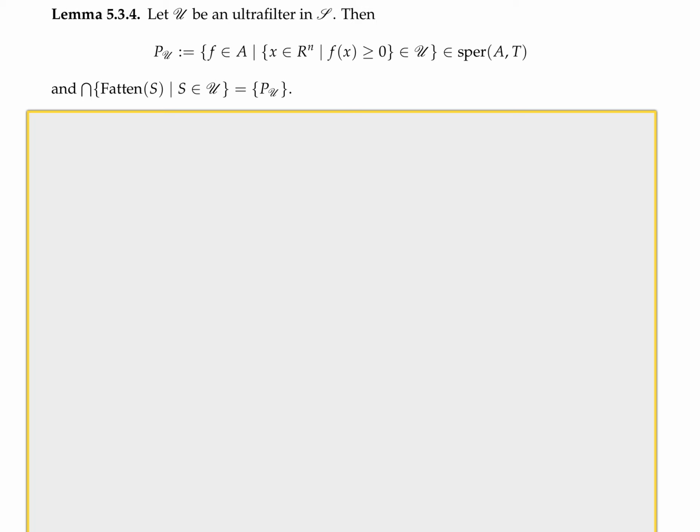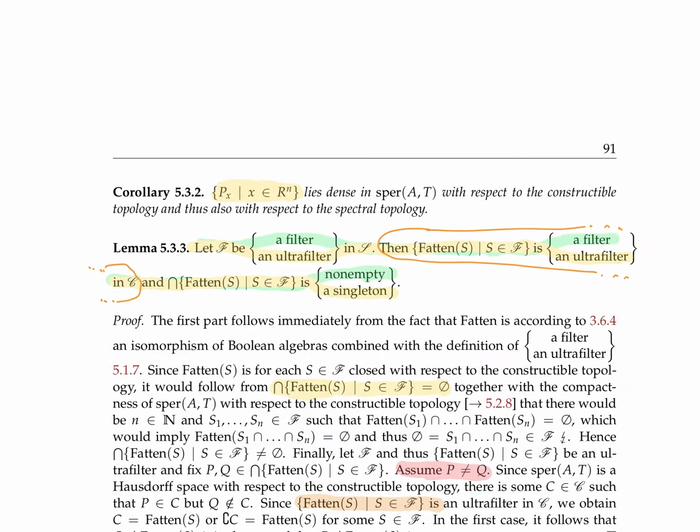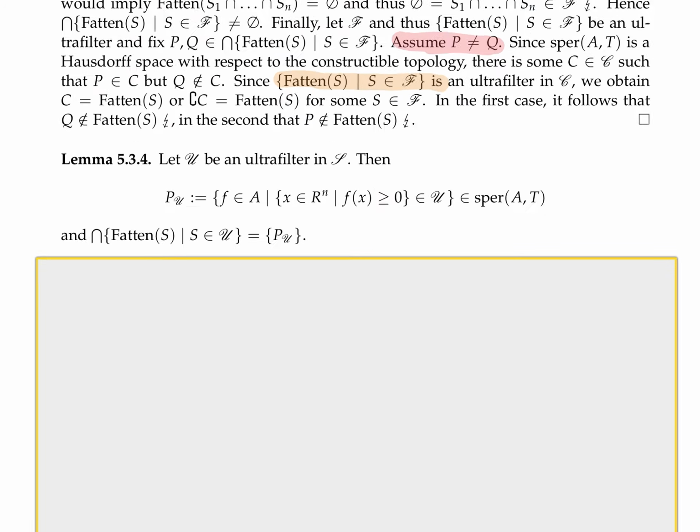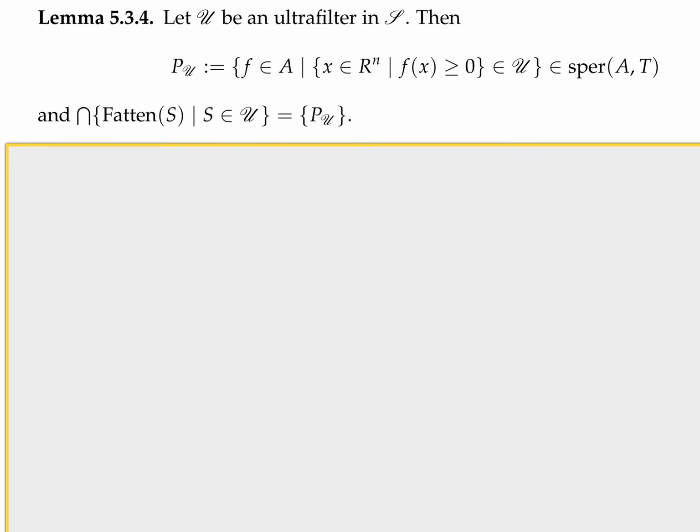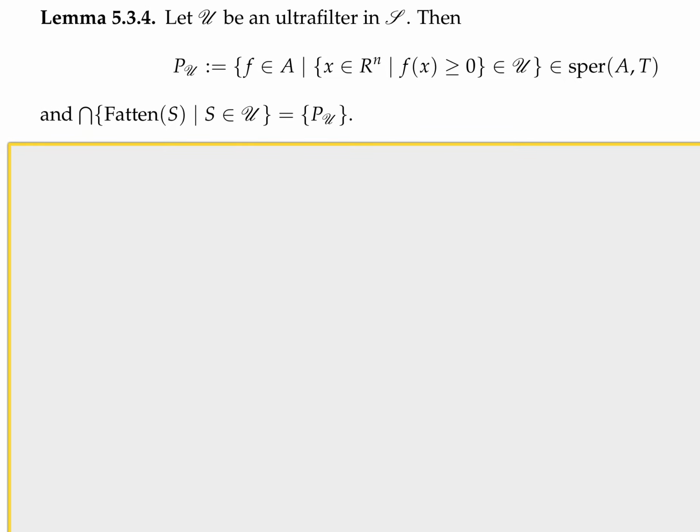Yes, and so actually we know already that if U is an ultrafilter in S, then the intersection over all fattenings is a singleton, right? Okay, so that was already this here, right? And now what we want to do in this lemma is describe the singleton a little more, okay? So we want to describe the element of this singleton a little more.